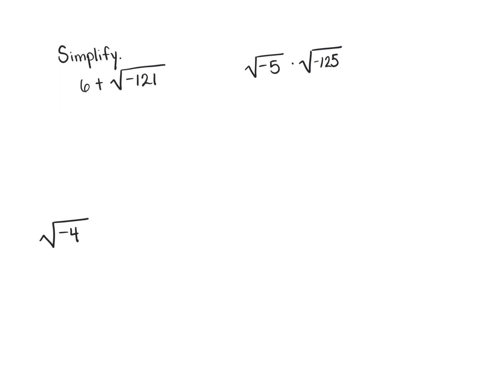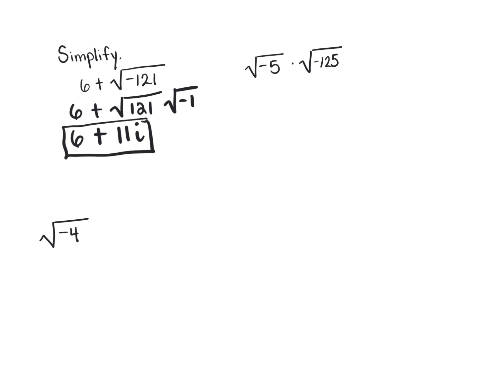Another set on the homework is going to tell you to simplify. So what these want you to focus on is the fact that you cannot have a negative underneath that radical. So you're going to have 6 plus, and you're going to change these so that you have the number under a radical and negative 1 under a radical. So this is going to end up being 6, and I'm adding the square root of 121 is the number 11, and then the square root of negative 1 is i. So this is my complex number that is a result.